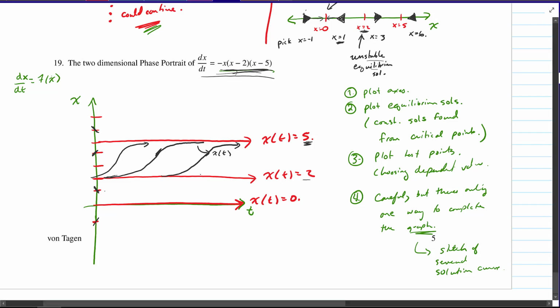Now over here, it has to do almost the exact same thing, but in the opposite direction. Here are 3 of my solution curves. Let me put one more. Here's a third one. So there are 3 solution curves. Notice I'm putting arrows on here to denote time moving forward, moving to the right.